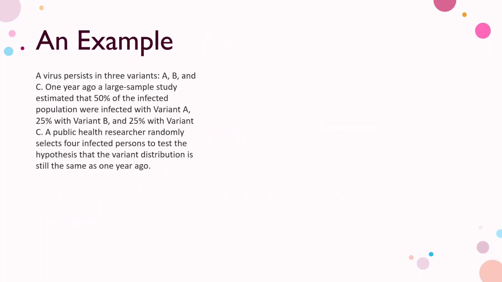Let's look at an example. A virus persists in 3 variants, A, B, and C. 1 year ago, a large sample study estimated that 50% of the infected population were infected with variant A, 25% with variant B, and 25% with variant C. A public health researcher randomly selects 4 infected persons to test the hypothesis that the variant distribution is still the same as 1 year ago.